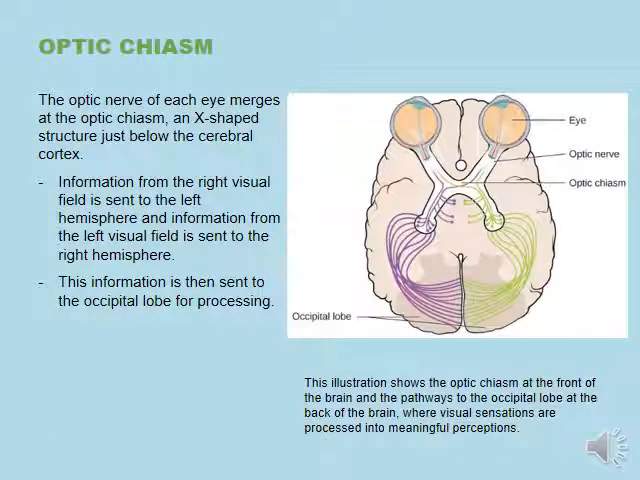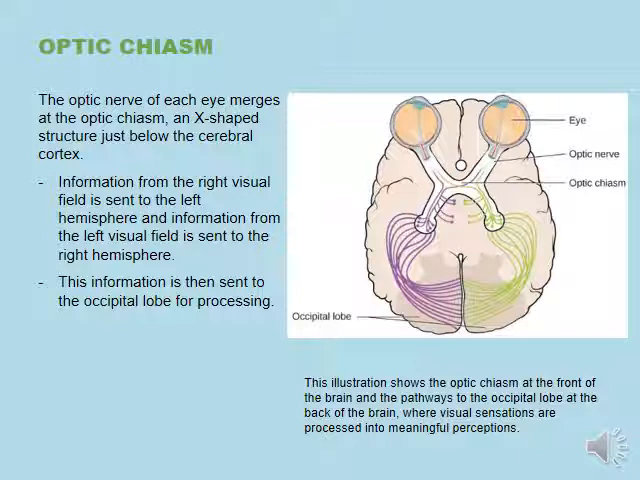So now here's the optic nerve of each eye, which merges at the optic chiasm, an egg-shaped structure just below the cerebral cortex. The information from the right visual field is sent to the left hemisphere and vice versa. This information is sent to the occipital lobe for processing. So here you have it. The right eye passes over to the left side, and the left eye passes over to the right side. And that's what you're looking at.